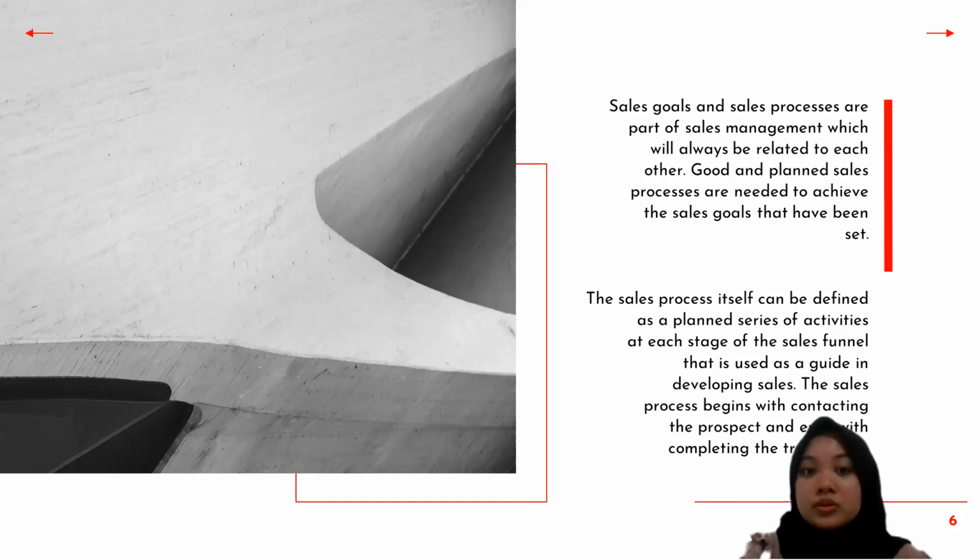In simple terms, the sales process can be said to be a series of activities that are planned and carried out to achieve the sales goals that have been set for the sustainability of the company.